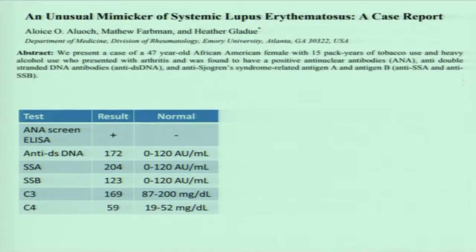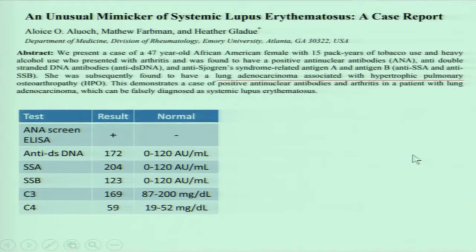This is just a case that was presented by some of the fellows and faculty here a few years ago that was published. It described an African-American female with a heavy history of tobacco use that presented with arthritis and was found to have a positive ANA test as well as anti-double-stranded DNA antibodies and so-called Sjogren's-related antigens A and B. So SSA and SSB. You see the values here. I'll get back to that in a second.